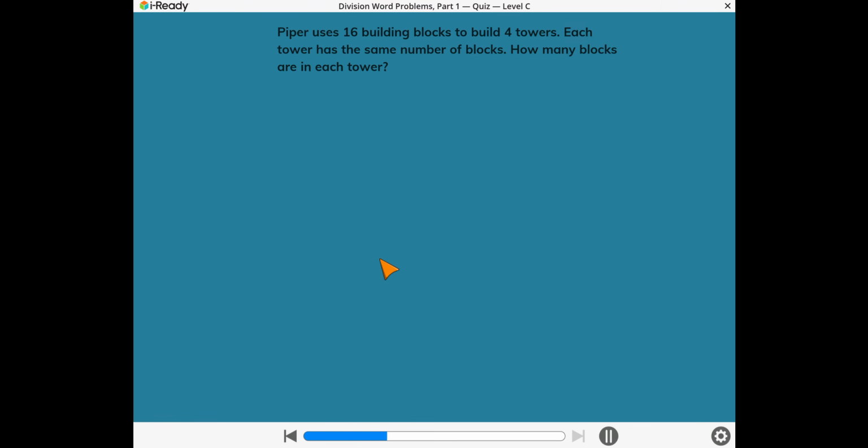Piper uses 16 building blocks to build 4 towers. Each tower has the same number of blocks. How many blocks are in each tower?